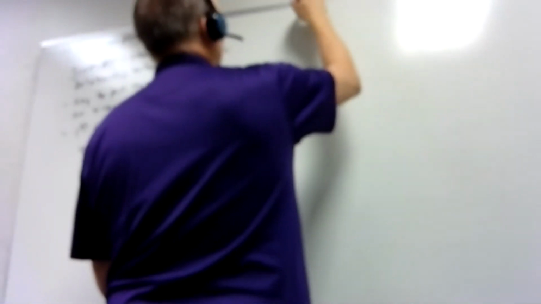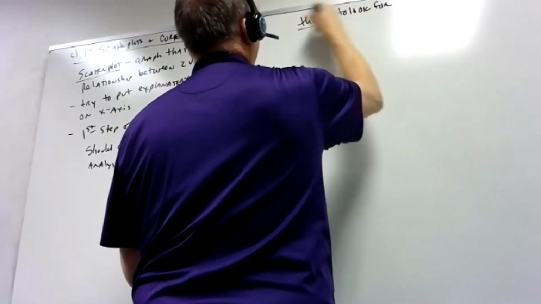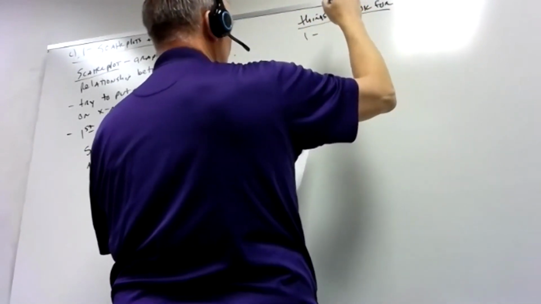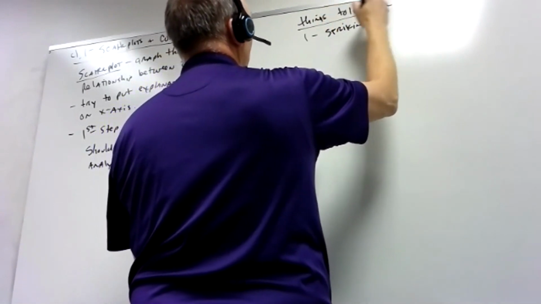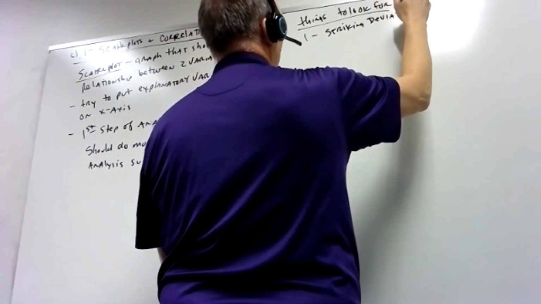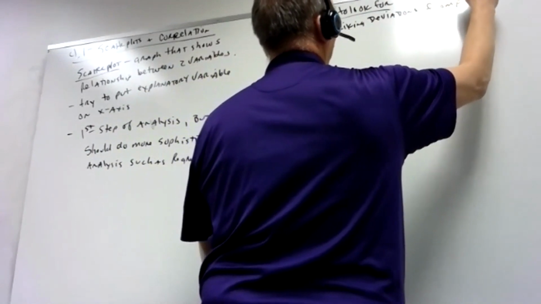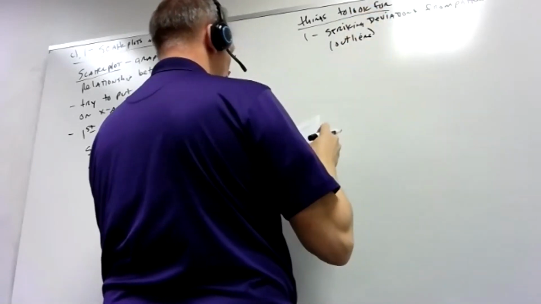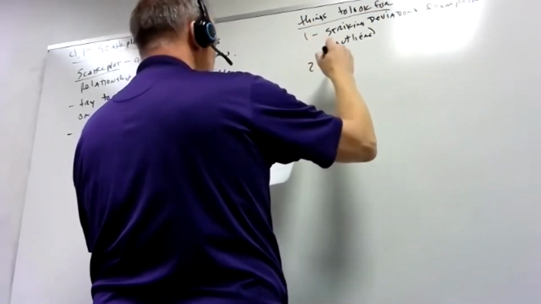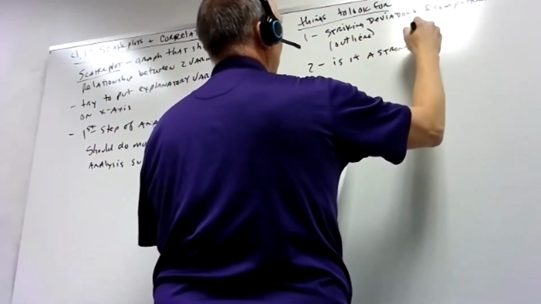So, things that we're looking for. Number one, things to look for. Number one, you want to look for striking deviations from the pattern, such as outliers. Number two, is it a strong relationship?